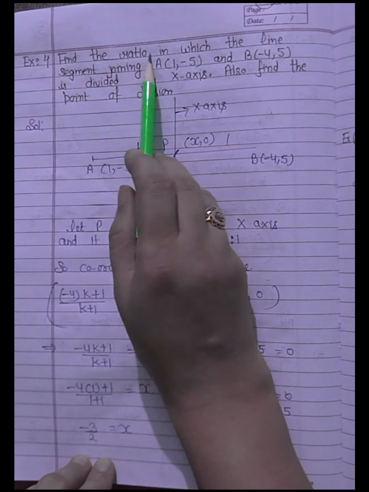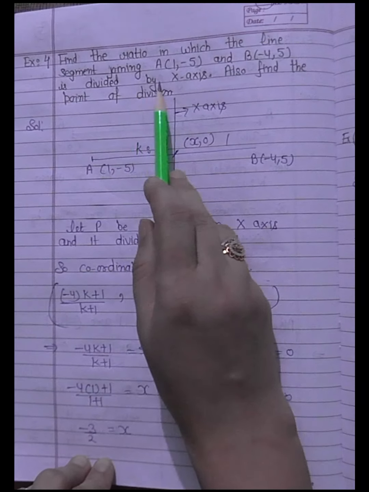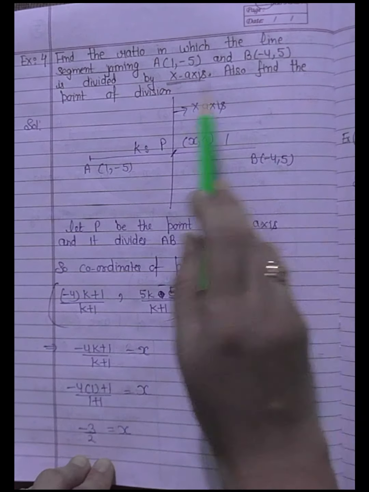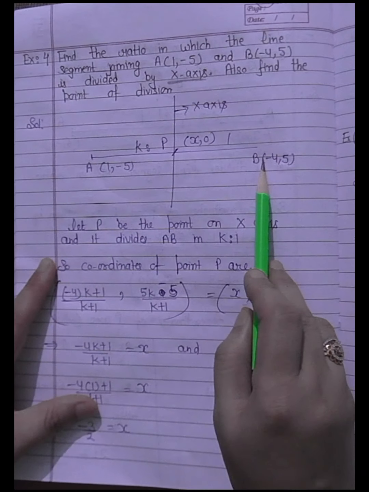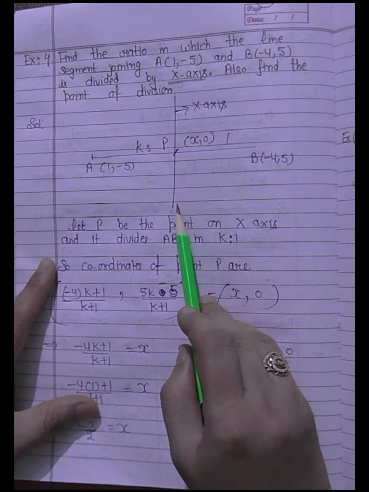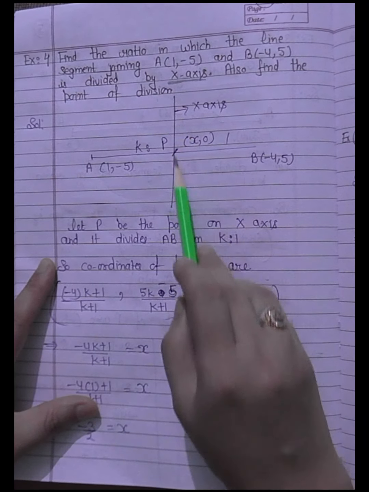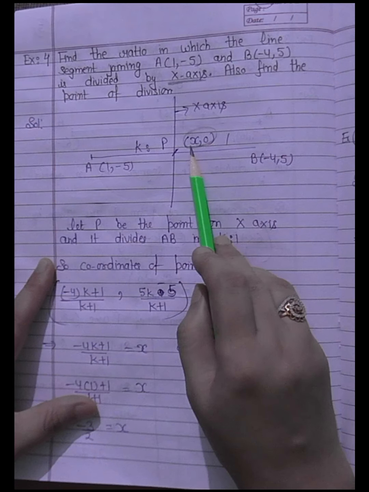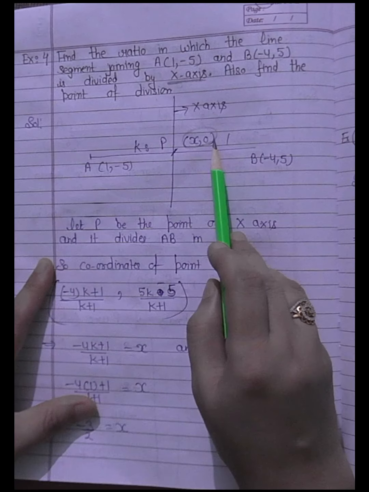Next example, find the ratio in which the line segment joining A and B is divided by the x-axis. See here the x-axis is given, and also find the point of division. Now this is a line segment AB with the coordinates given, and the x-axis is dividing this in the ratio K:1. We are assuming the ratio is K:1, and we have to find that point on the x-axis, and we know that every point on the x-axis is of the form x, 0. It means we can take that point as x, 0.